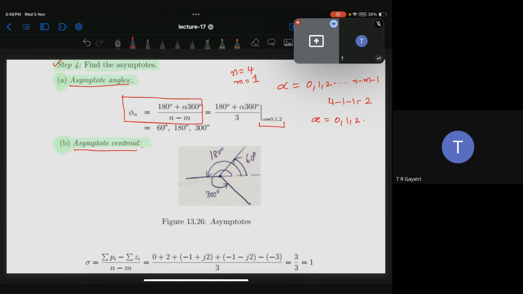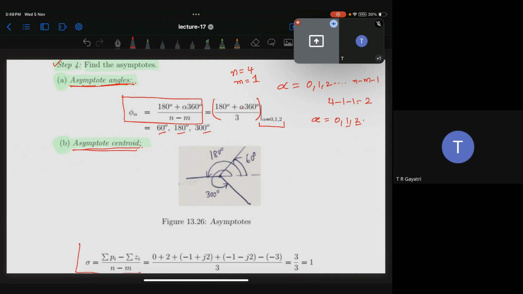So what you do is substitute here. First you substitute alpha equal to 0 and you get 60. Substitute alpha equal to 1 and you get 180. Substitute alpha equal to 2 and you get 300. Is this clear? So these are called the asymptotic angles. Next is the asymptotic centroid.